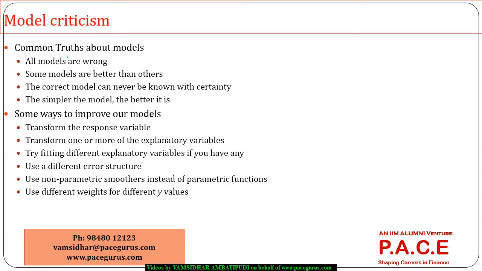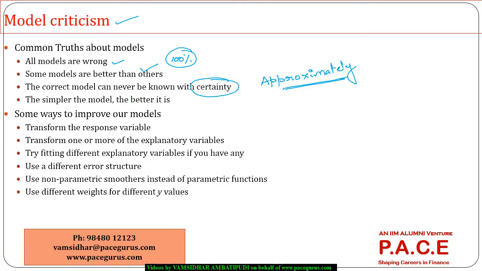Now, regarding the criticism regarding the models, there are some truths that we all need to understand about the models. All the models are wrong. It's not that I will get 100% accuracy by fitting any kind of a model. The only thing is some models are better than the others. And there is nothing called this is a correct model, this is a wrong model. I can never find out with certainty that this is a correct model or this is a wrong model. I can only approximate things, saying that this model might be a better model for this kind of data. That's the only thing I can say. I cannot say that this is a perfect model for this kind of data.